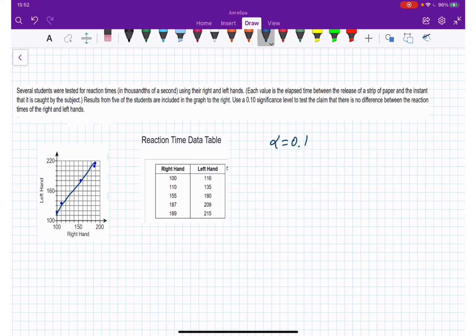Use alpha equal 10%, 0.1 significance level, to test the claim that there is no difference. So no difference, it's going to be mu d is not equal to 0, and accordingly the null hypothesis is mu d is equal to 0 in reaction between right and left test.